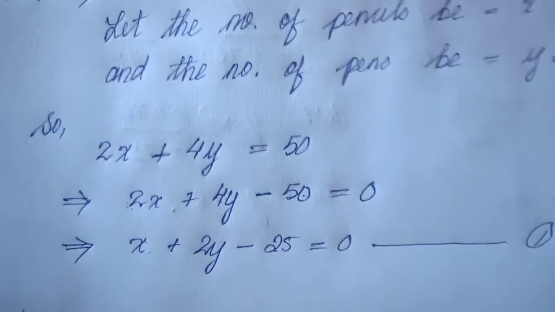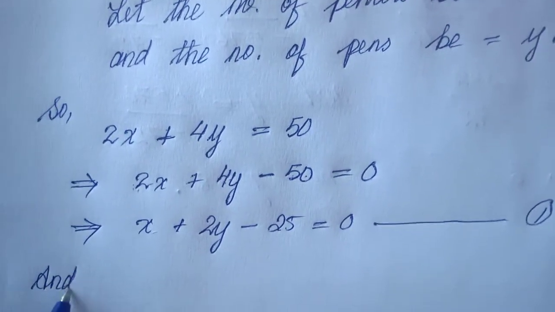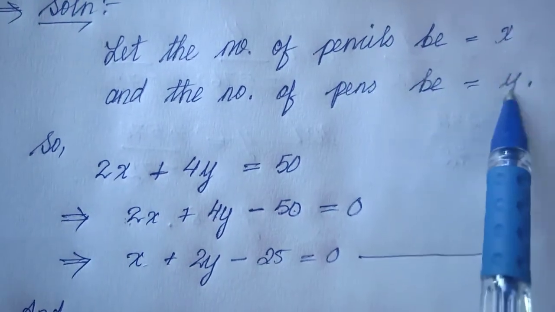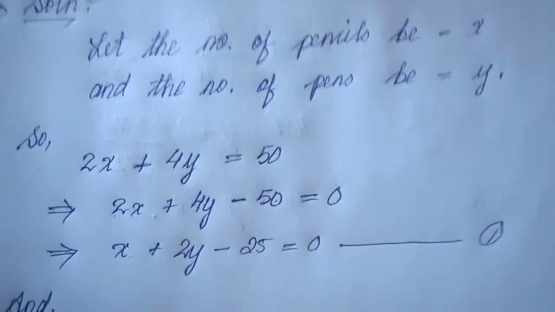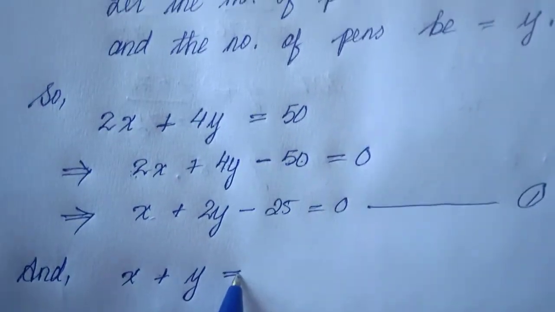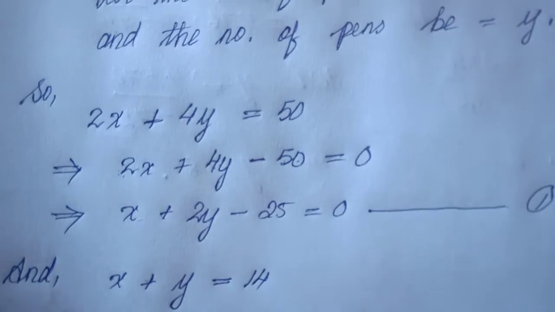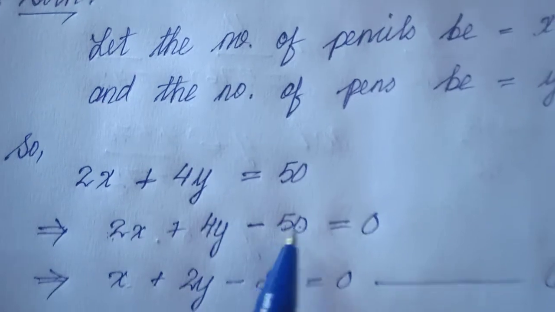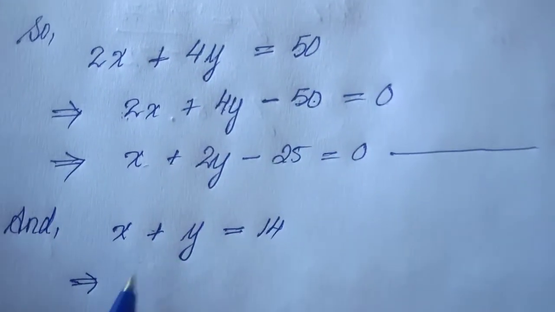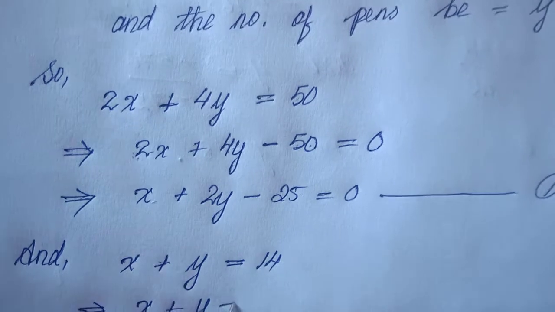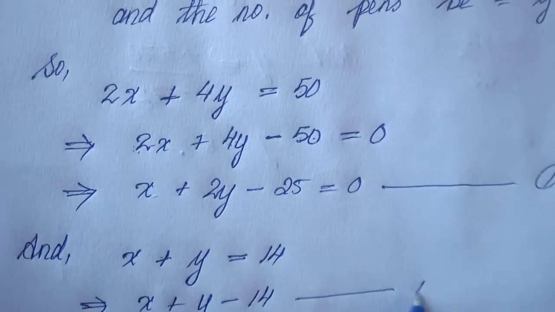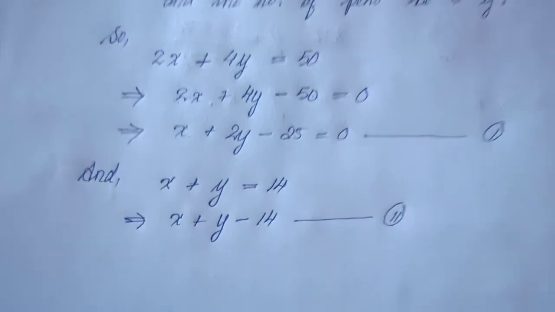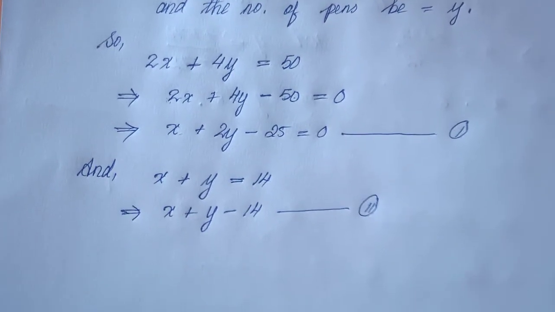And the second part is that the total number of pencils and pens is 14, so x plus y is equal to 14. So x plus y minus 14 is given as equation 2. I hope you understand this. It's very simple. You have to use your brain here.